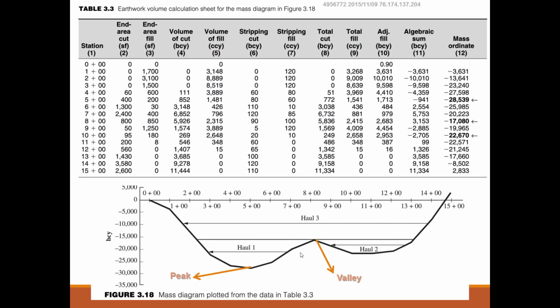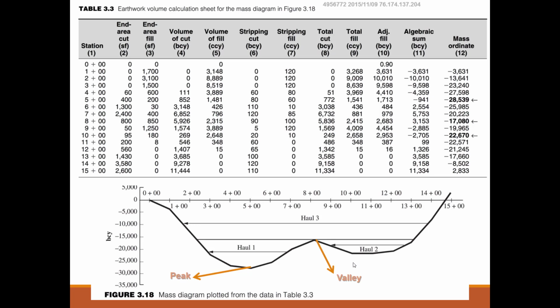And then we have our haul 1, which is really this area, and then we have our haul 2, which is this area. Haul 1 goes between stations 2 and 3, all the way to station 8. Haul 2 goes from station 8 down to station 13 and 14, between 13 and 14. Haul 3 goes from station 0 till the very end of the project site.